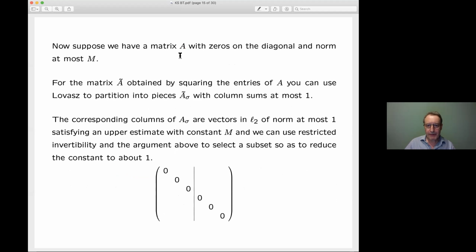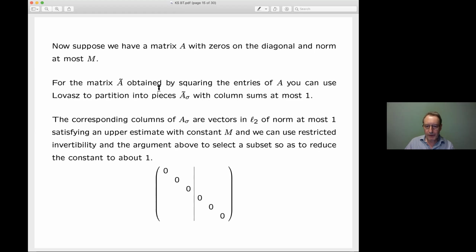So we're given a matrix A, 0s on the diagonal, control of the operator norm. And now we just form a new matrix in which we square the entries of A. So we just make the entries non-negative by squaring them. And now we apply Levasse to this. So this is just a matrix with non-negative entries. And we know that the row and column sums of this matrix are not too big, because the matrix is actually bounded on L2, which is certainly stronger than saying that its rows and columns are vectors of norm no bigger than m in L2.